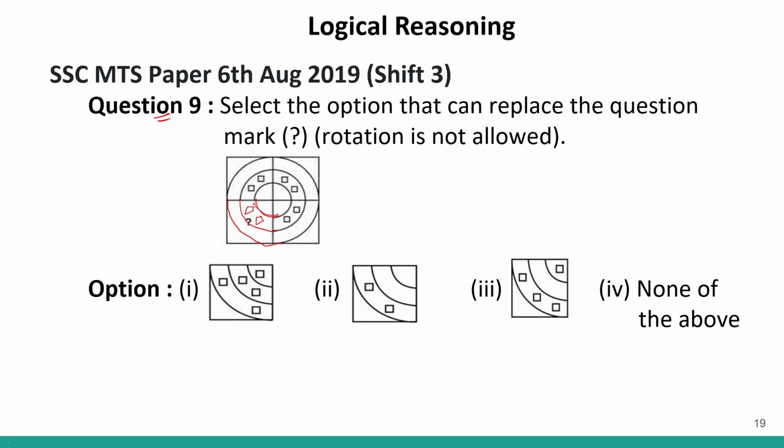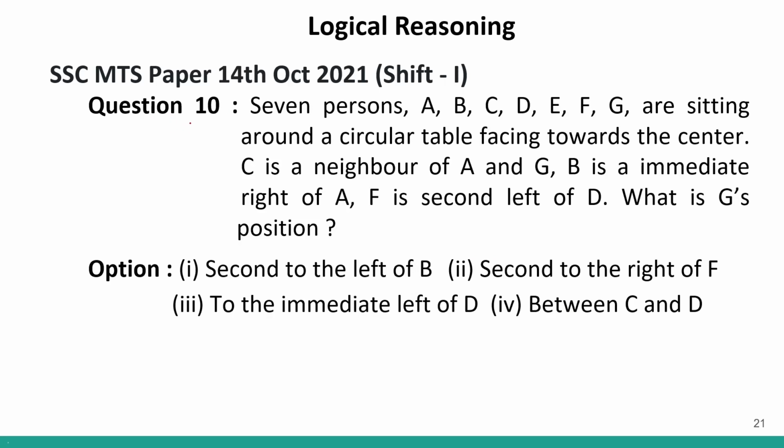So, we don't have any diamonds in the innermost circle and we do not have any diamonds in the outermost circle. So, this simply eliminates all the options. Therefore, our answer will be option number 4, none of the above. Okay, this is how our image will look like. Correct? So now let us look at question number 10.